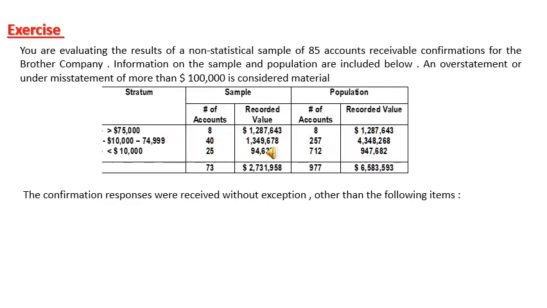Lecture 2. Exercise: you are evaluating the result of non-statistical sampling of 85 accounts receivable confirmations for the Browser company. Information on the sample and the population is included in the table. An overstatement or understatement of more than $100,000 is considered material.